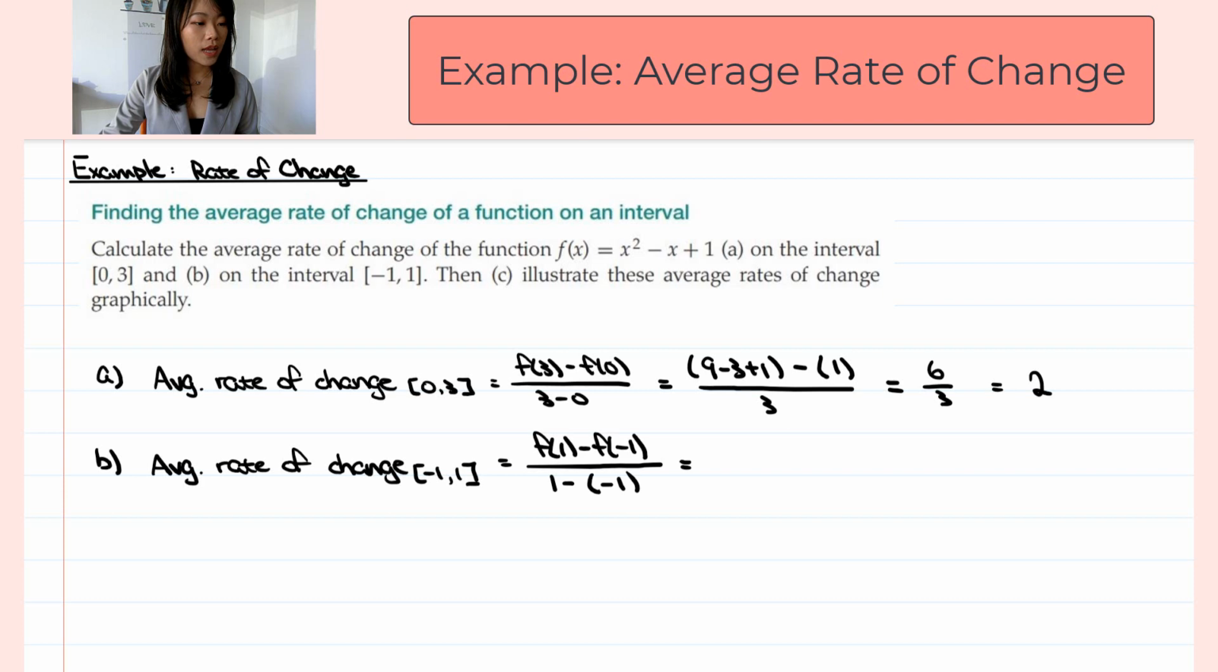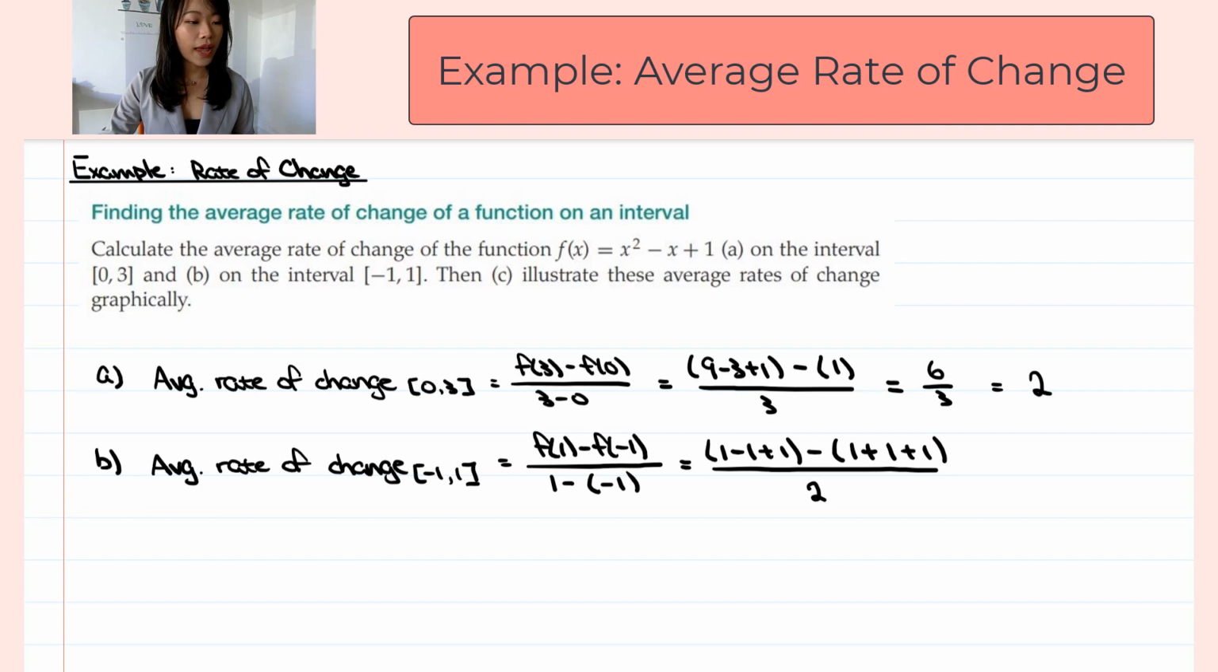F of 1 is 1 squared minus 1 plus 1. Then minus f of -1. F of -1 would be -1 squared minus -1, that would be plus 1, then plus 1. And divided by 1 minus -1, which is 2.